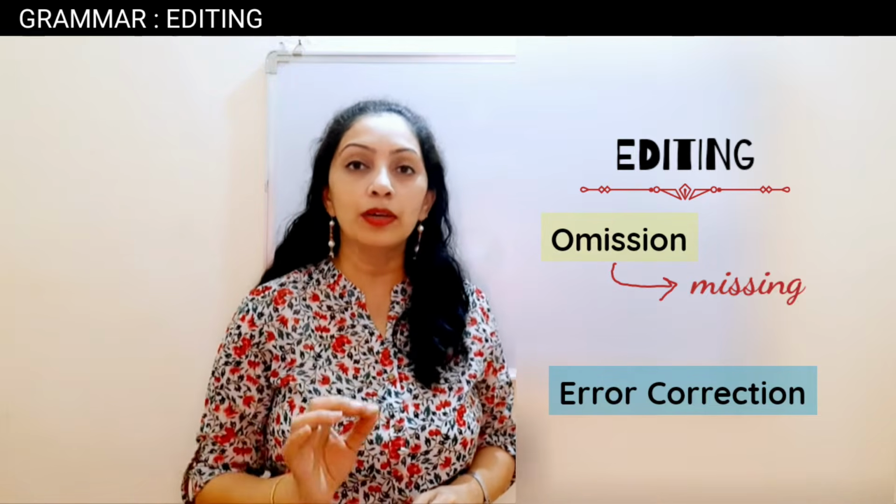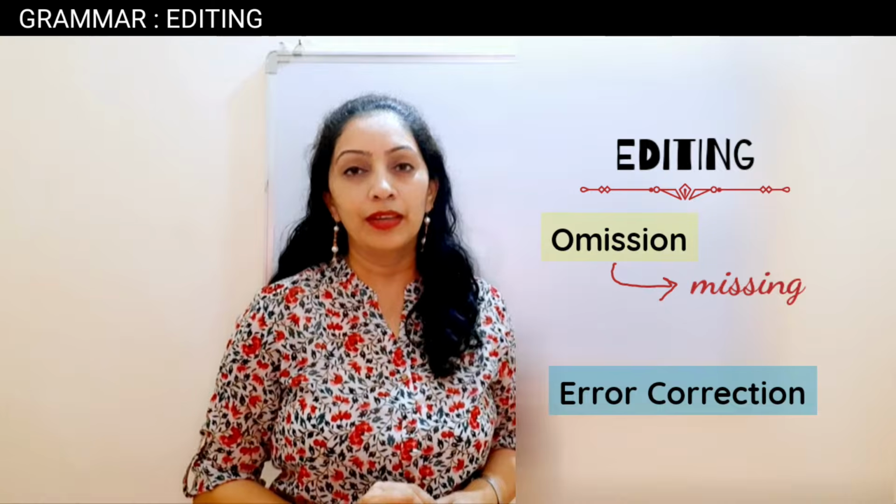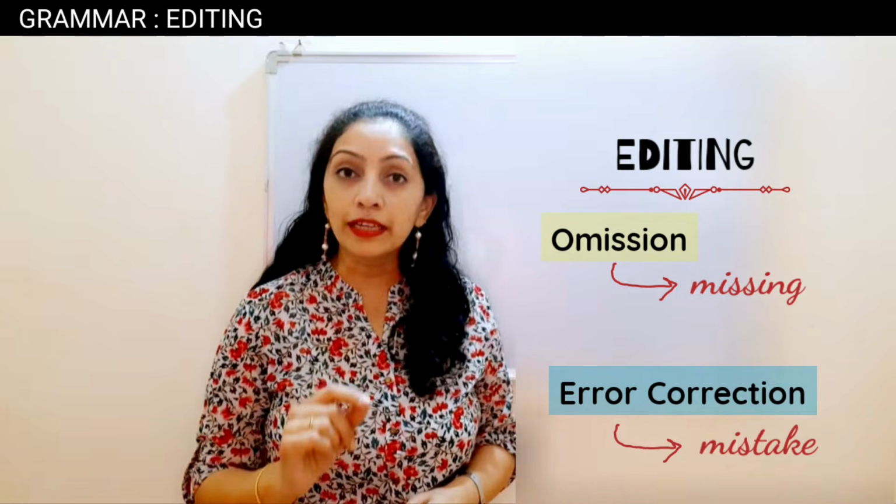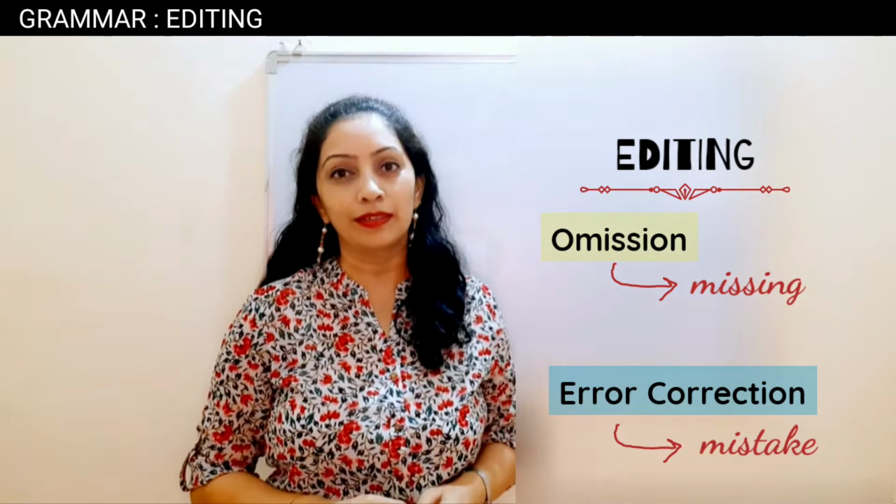Hello everyone, and today I have got a grammar topic for you, which is editing. Now under editing you have two things, omission and error correction. Omission is when a particular word is missing in a line, and error correction is when there is a mistake in the line, you have to find out that mistake and write the correct word.